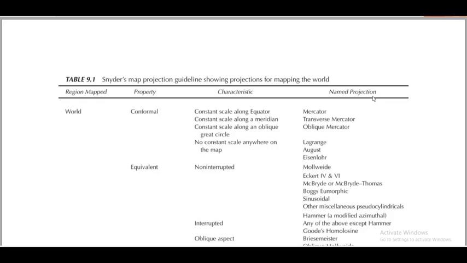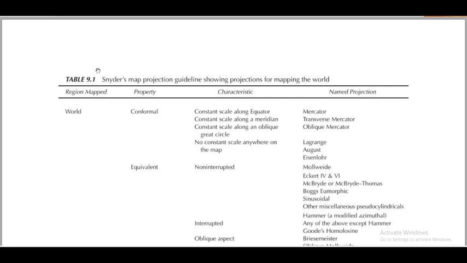So what I want to do now is I've opened a copy of tables 9.1, 9.2, and 9.3 from the textbook. And these are just the Snyder's map projection guidelines. And I'm not going to go into super specific detail here, but I want to walk through sort of how you use these tables based on those 3 questions that we talked about before. And basically the way that it works is you answer that first question, what is the geographic scale? And that's going to determine which table you go to.